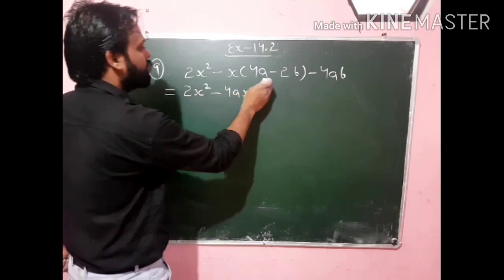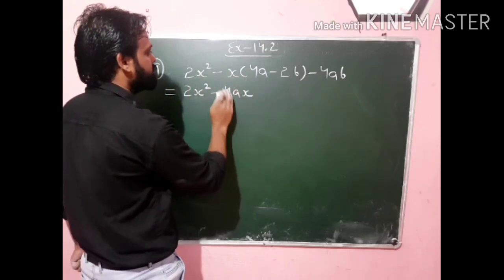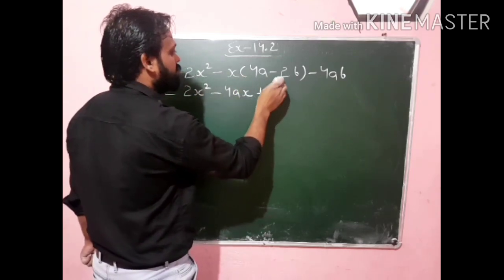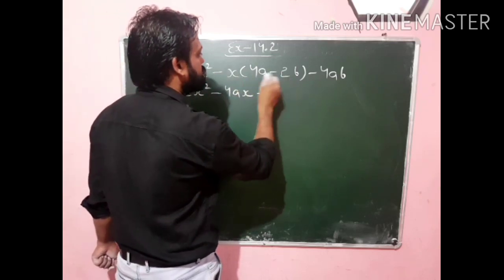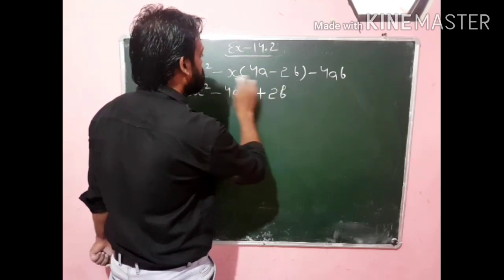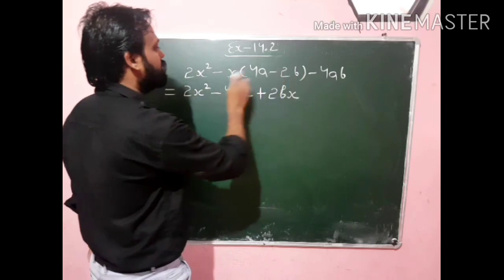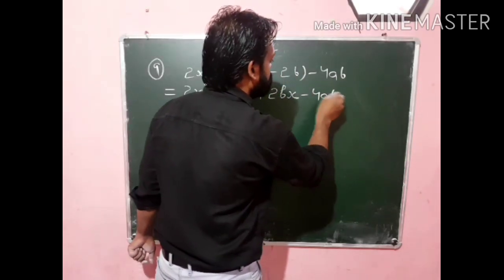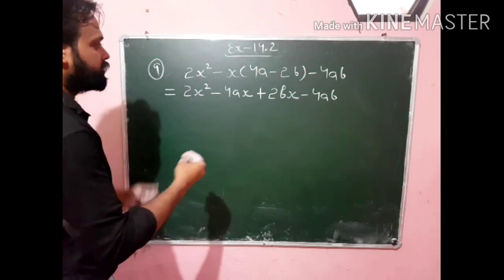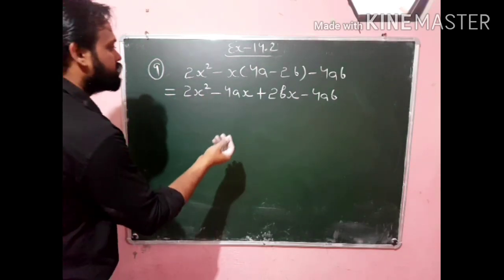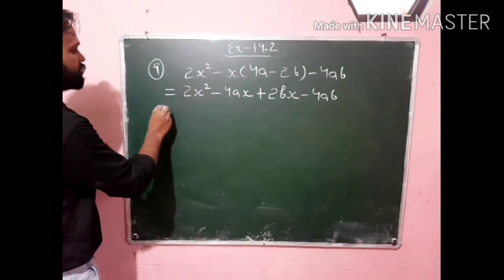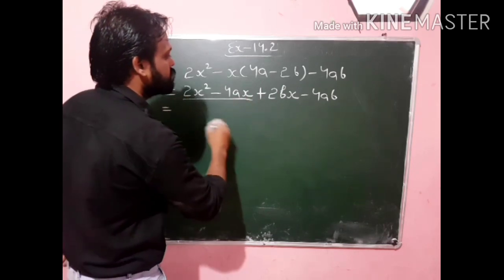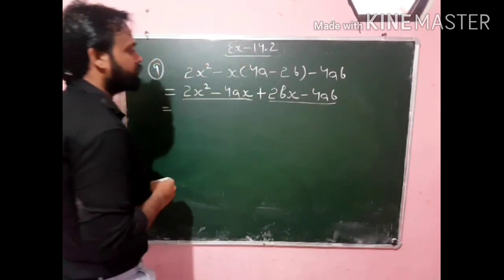So like this, 4a multiplied by x becomes 4ax, then minus minus is plus, and this term also becomes 2b into x, as 2b multiplied by x becomes 2bx, and this minus 4ab as it is. Okay, this is the first step, and now you can follow the same steps again. You have to make the groups. This is the first group and this is the second group.